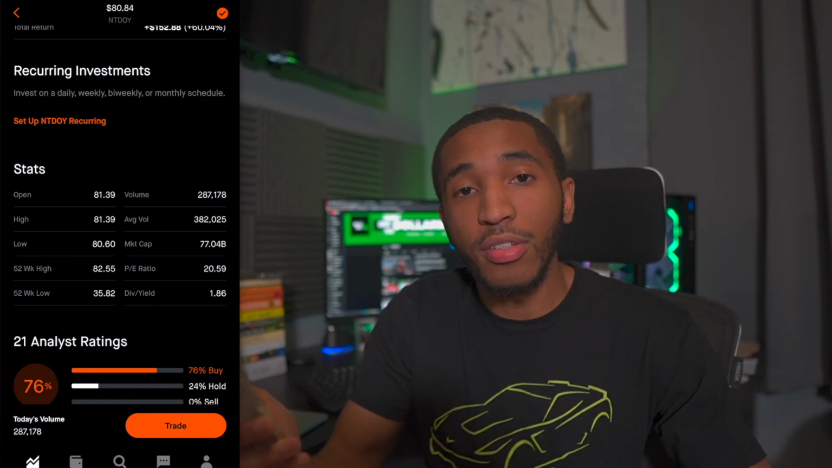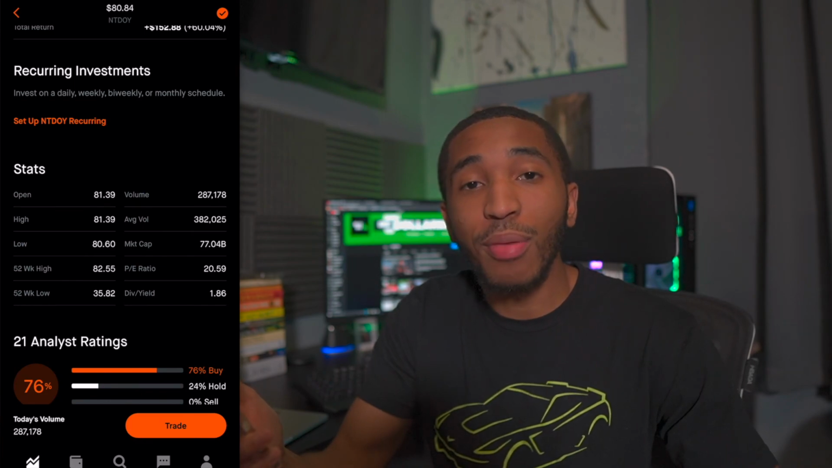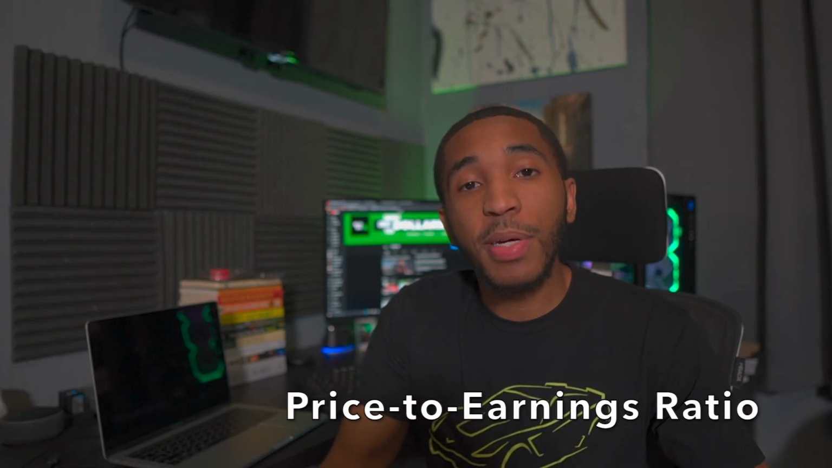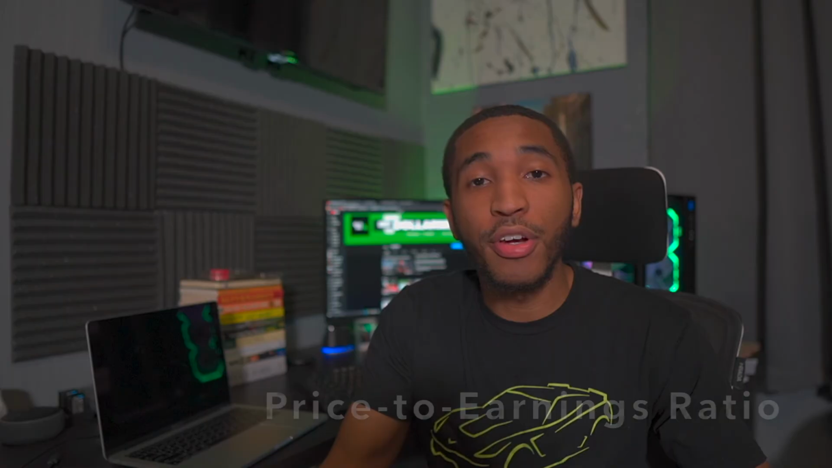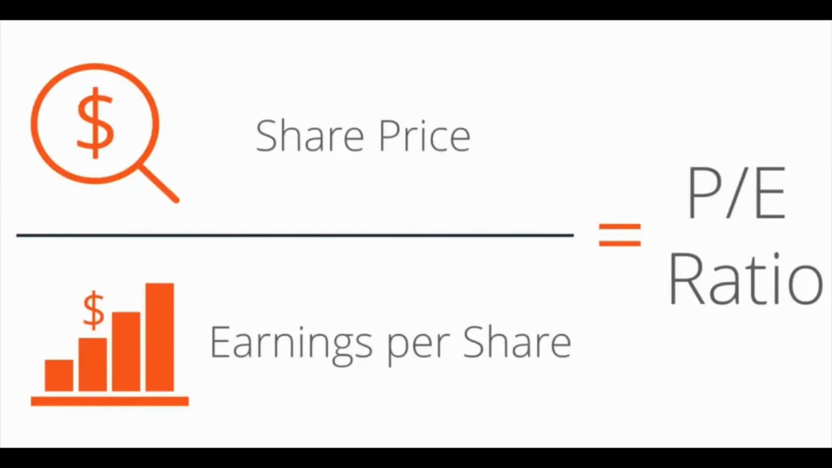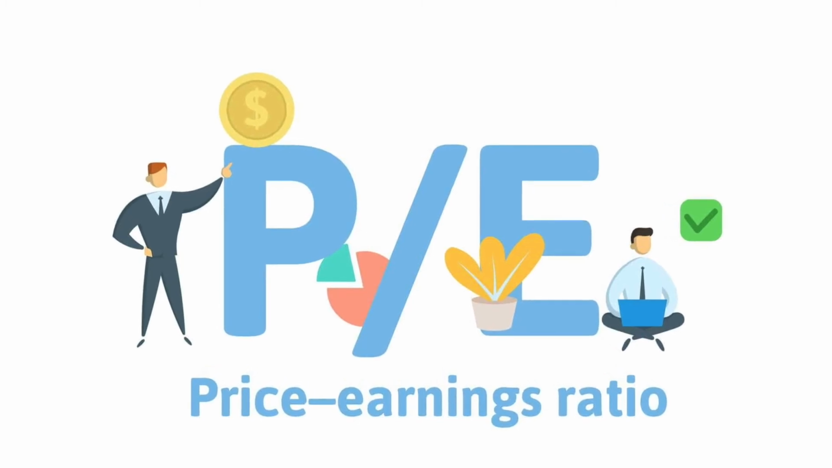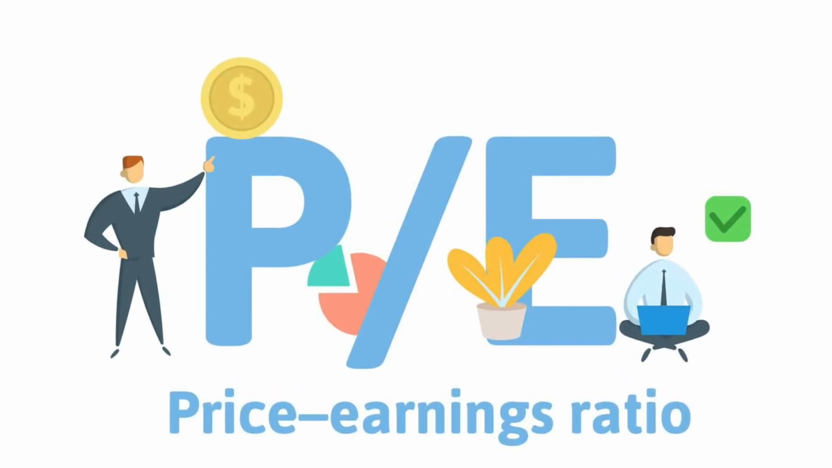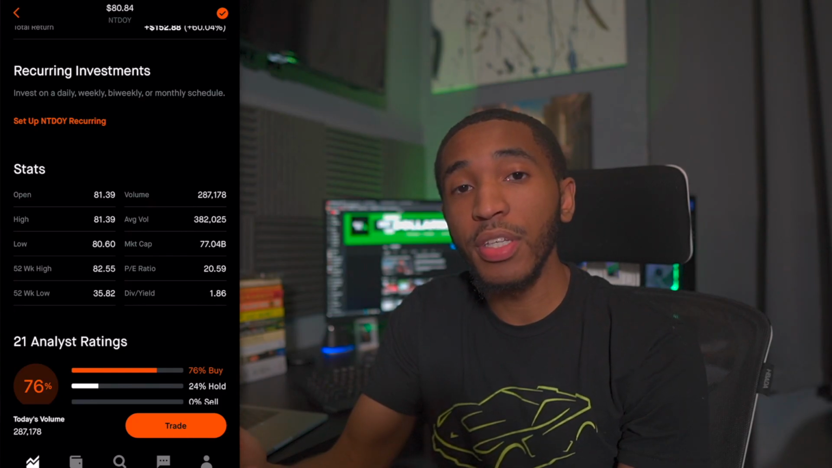The P/E ratio is the price to earnings ratio. That is basically the share price of the stock divided by the earnings per share. The ratio is basically used for valuing companies to find out whether they're either overvalued or undervalued in the stock market. Typically, anything above a 15 PE ratio is pretty good. That basically means that investors are willing to pay a higher share price today because they think about the growth of the company in the future.